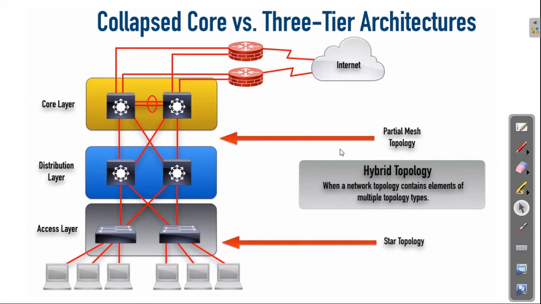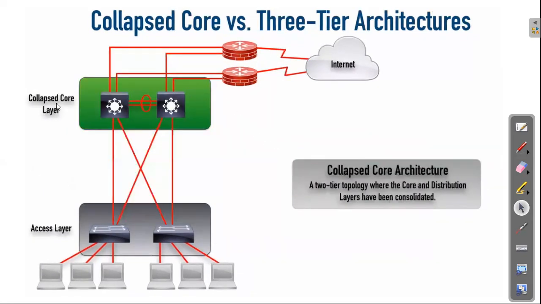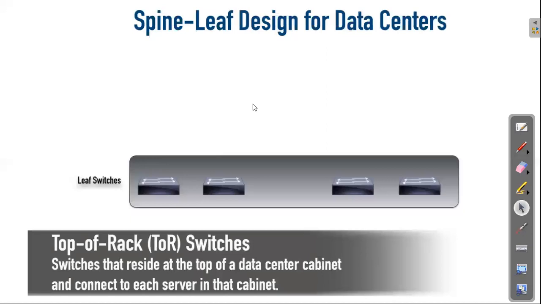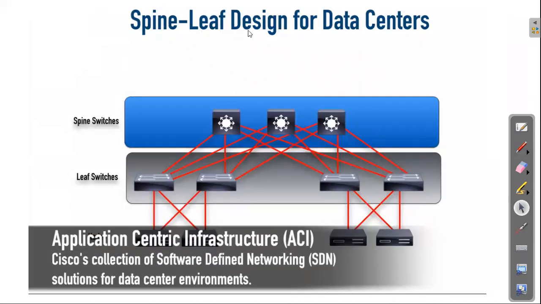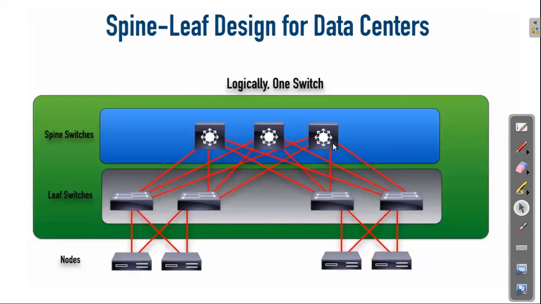A partial mesh topology, a hybrid topology. Okay. Next. So this is the collapsed core layer. This is the access layer. There are two layers. Another one is spine leaf, designed for data centers. So this is specially designed for data centers. These switches are called spine switches. These switches are called leaf switches. So each and every leaf switch is connected to the spine switches. So actually this is logically one switch, a spine switch.